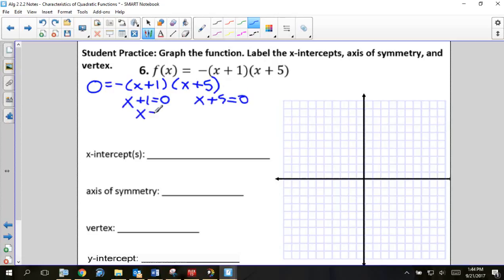So I solve them. And I get 2 x-intercepts. One is at -1, 0, and the other is at -5, 0. And I went to my graph and I plotted those x-intercepts. And then you use the first example we did to model what you do next. What should you find next? What should be next? Axis of symmetry. Thank goodness you can read.